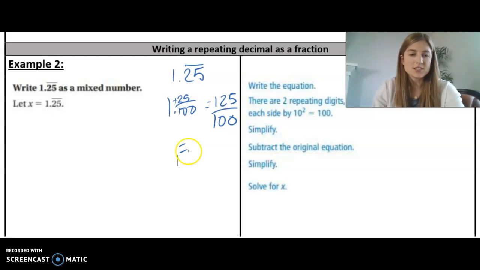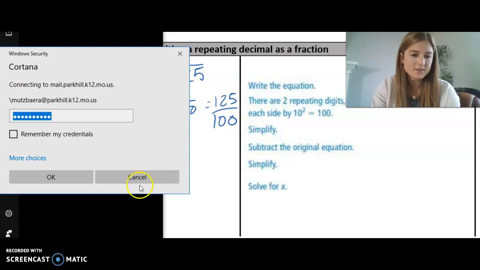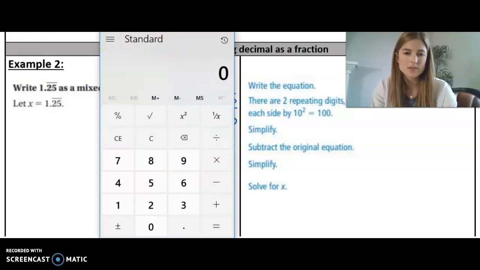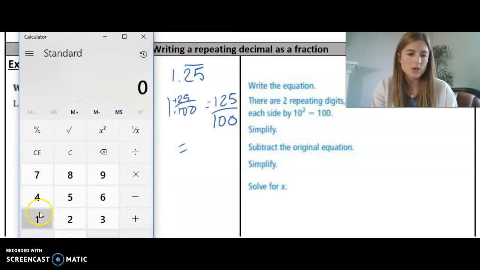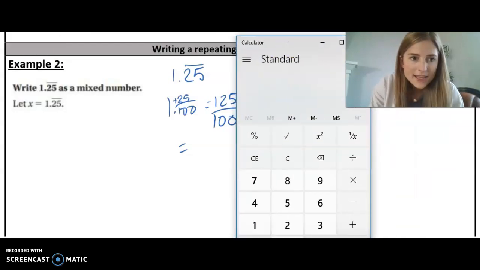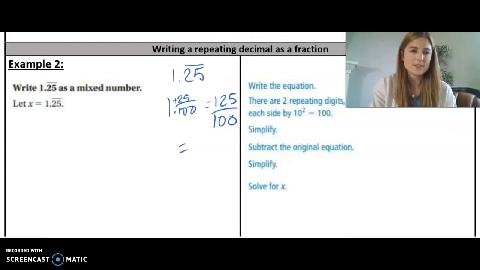If I were to actually type 125 divided by 100 into the calculator, that is 1.25. That is way different than 1.25 repeating. So this is why this part's going to be a little challenging for you guys, and so I need your attention, okay? So let's give this a good old college try, and I'm going to erase this.